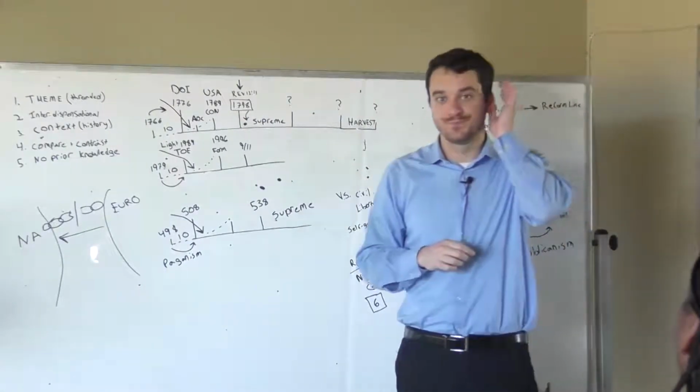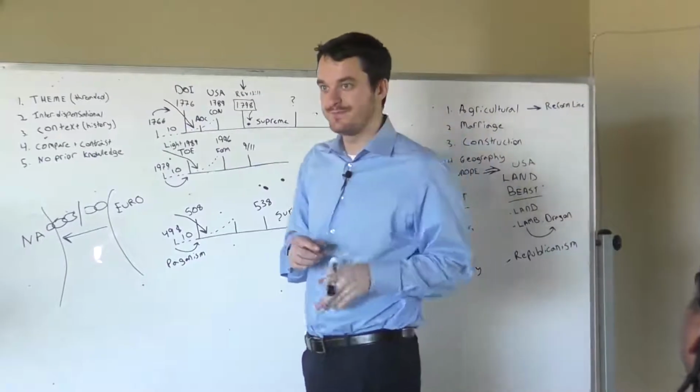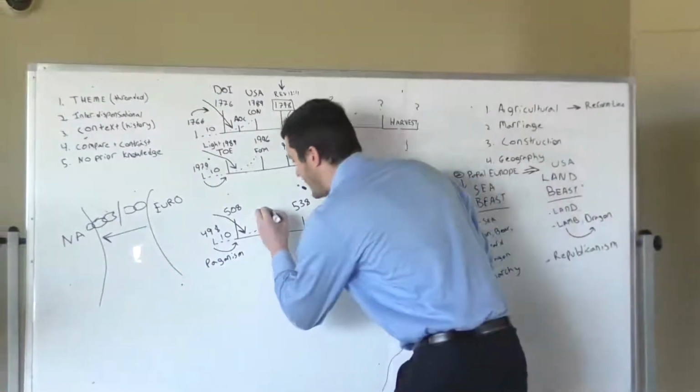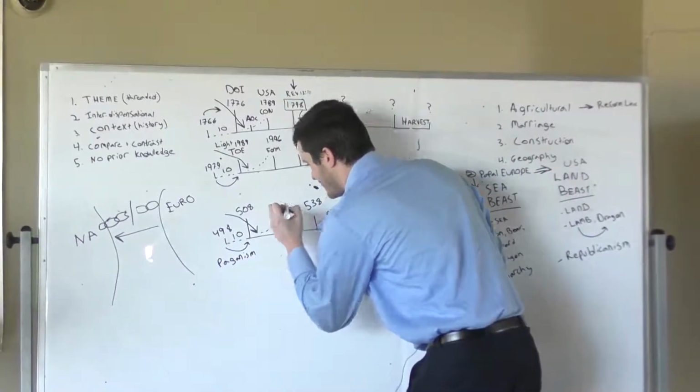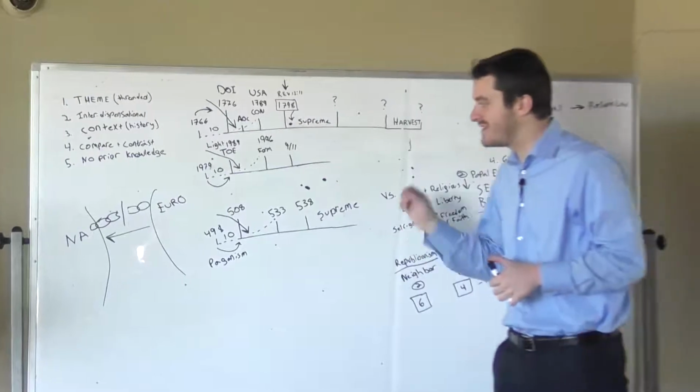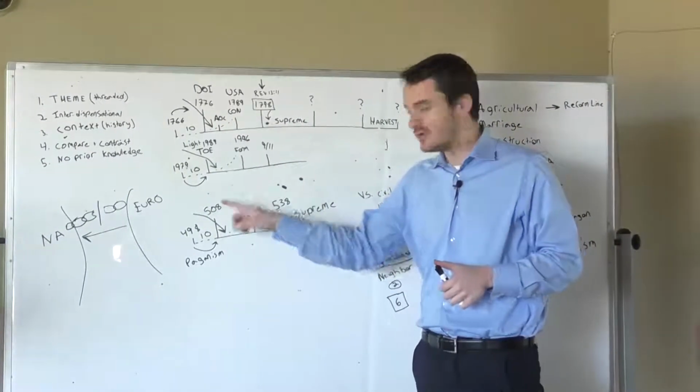With what? Anyone? 533, Justinian's decree. So this is 533. And in 533, with Justinian's decree, it's the establishment, the codification of those papal principles.